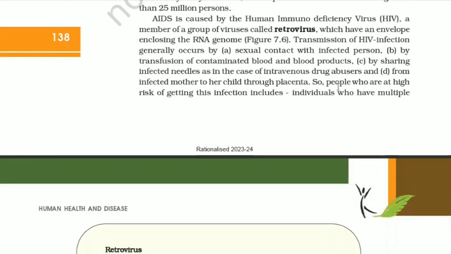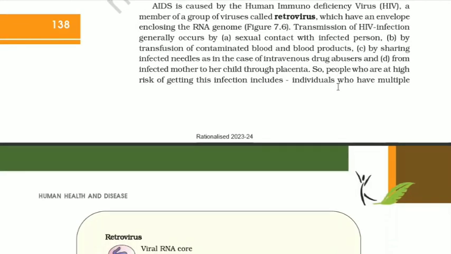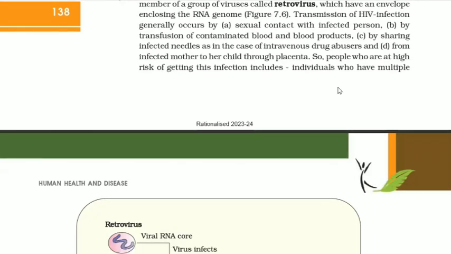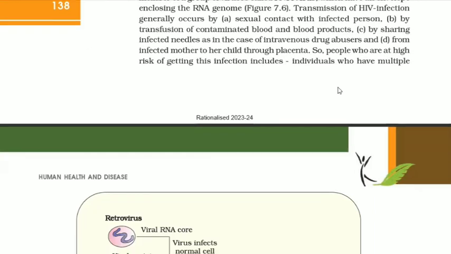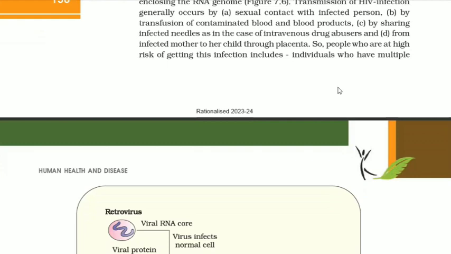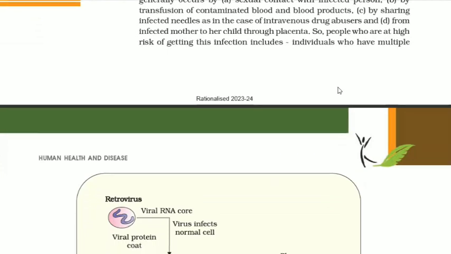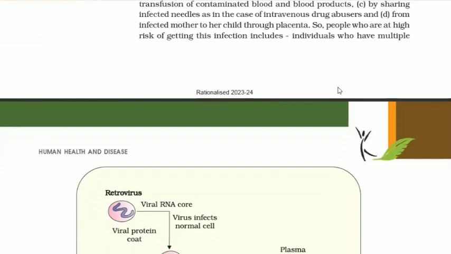AIDS is caused by the human immunodeficiency virus, a member of a group of viruses called retrovirus, which have an envelope enclosing the RNA genome, as shown in figure 7.6. Transmission of HIV infection generally occurs by: A, sexual contact with an infected person; B, by transmission of contaminated blood and blood products; C, by sharing infected needles, as in the case of intravenous drug abusers; and D, from an infected mother to her child through the placenta.